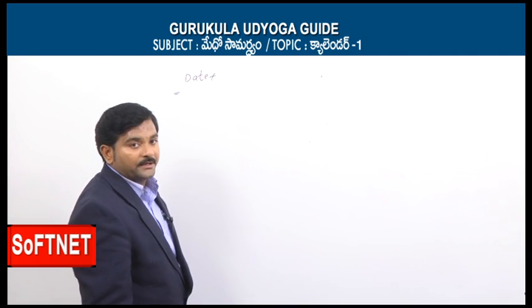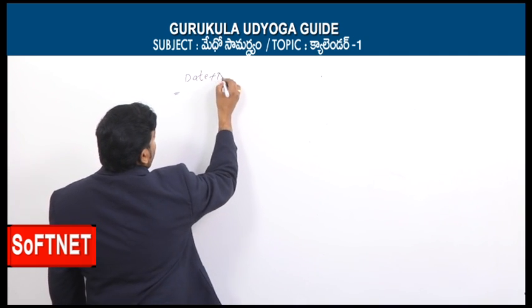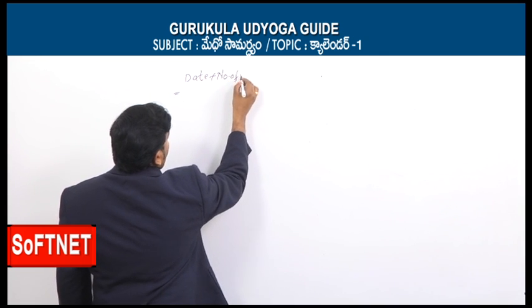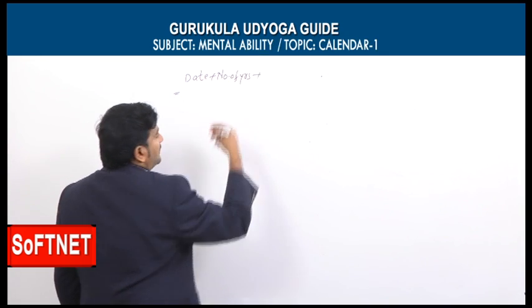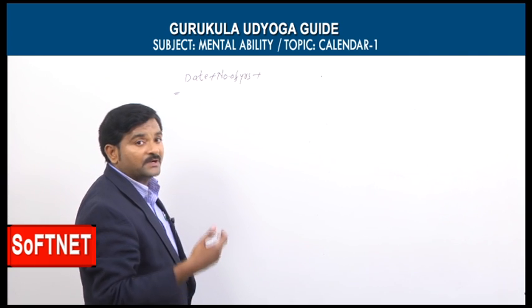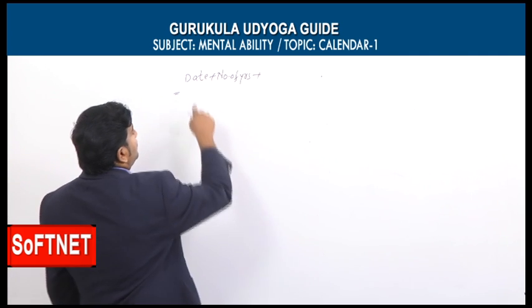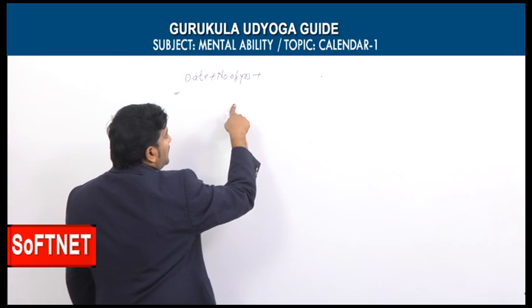First we have to take date, plus next we have to take number of years. We will discuss one by one. Date means what, number of years means what, and so on. First date, then number of years.